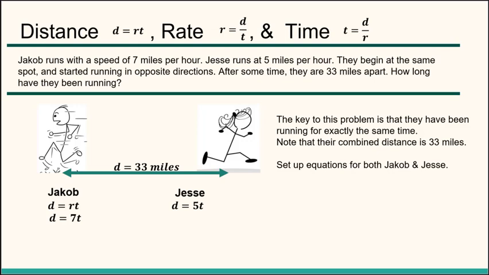I know that their combined distance, now notice that each of these is distances, their combined distance is 33. So I can just write that 7t plus 5t is 33. I'll then get 12t equals 33. And then I want to divide both sides by 12, and I'll get the time as 2.75 hours. And that's what they were asking for. How long have they been running? And I found t.